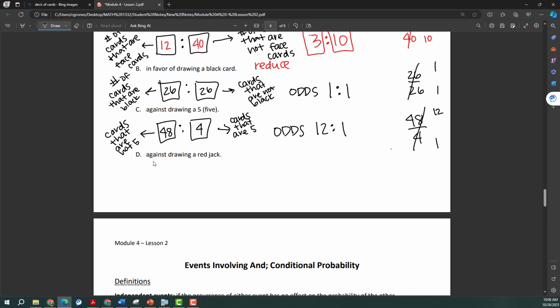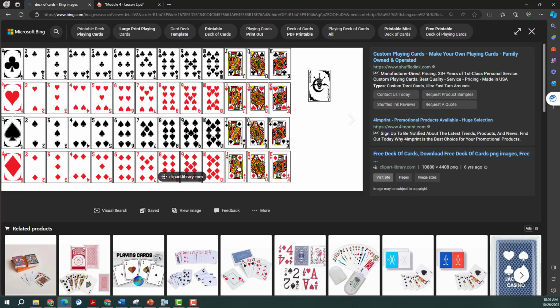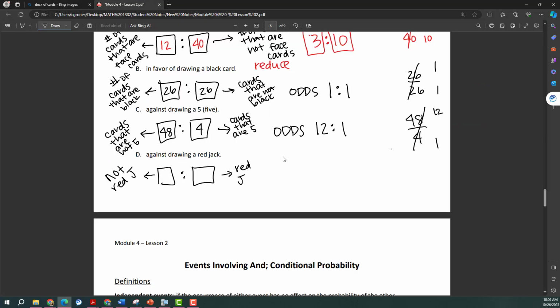All right, the last one, against drawing a red jack. So on the left, we want not a red jack. And then over here, we do want red jack. So if we look at our cards, we have 2 that are red jacks. So that will go over here. So that means that 50 are not. So 50 to 2, this reduces down to 25 and 1. So our odds would be 25 to 1.